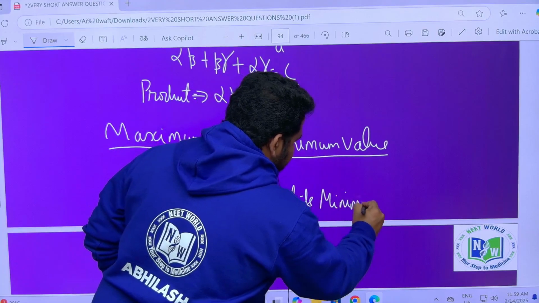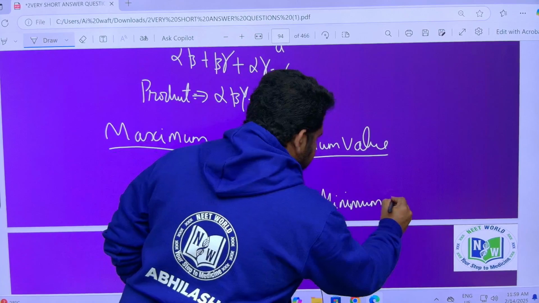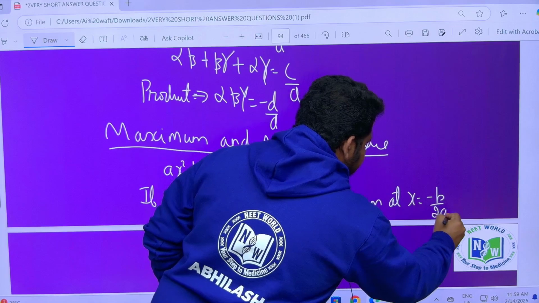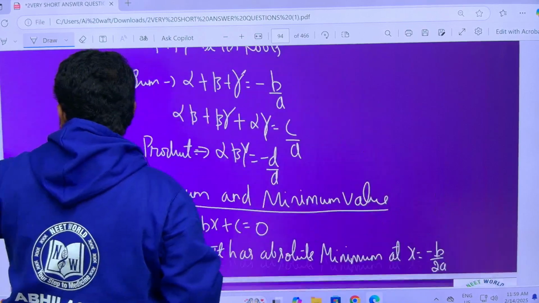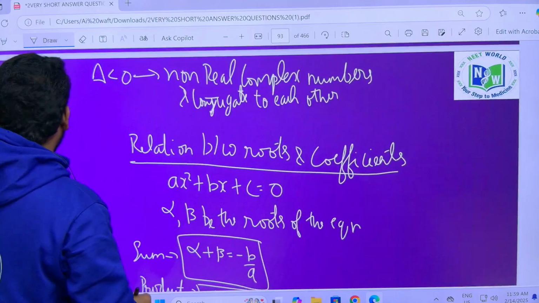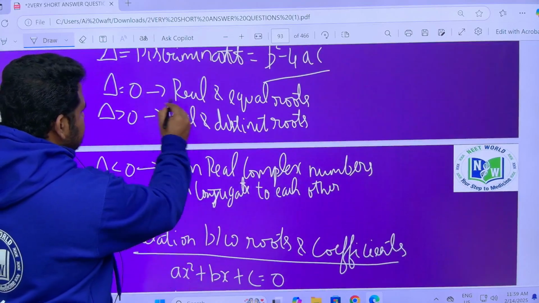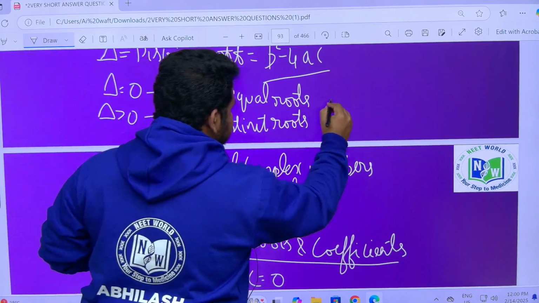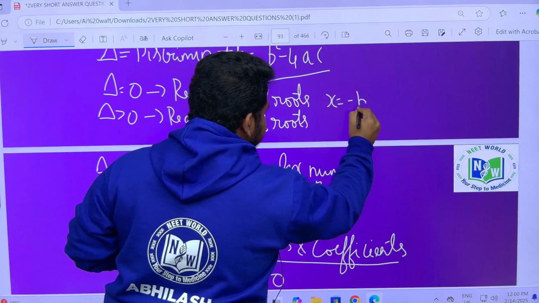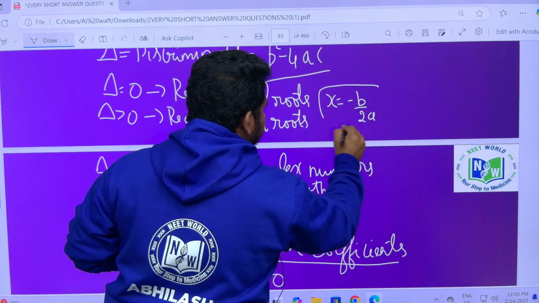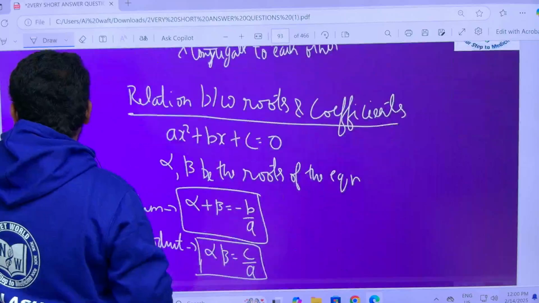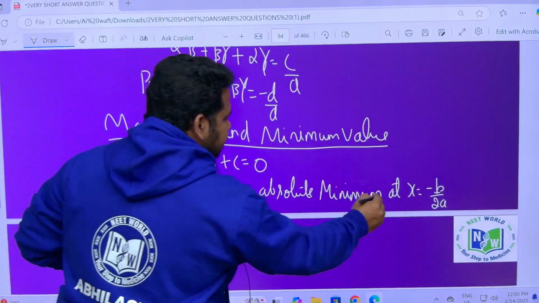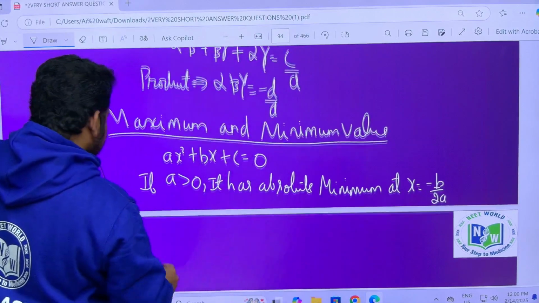At what point? At x is equal to minus b by 2a. Here, when I was talking about the discriminant, when delta is equal to 0, the roots are real and equal, where each root is x is equal to minus b by 2a. This is the value of each of the roots. So here also, the absolute minimum value will be at x is equal to minus b by 2a, and what is the minimum value?